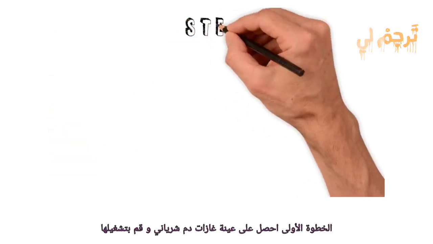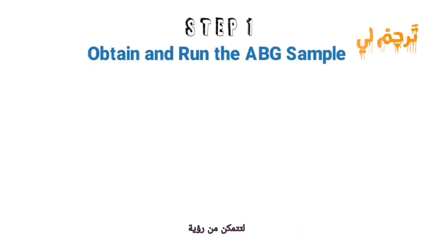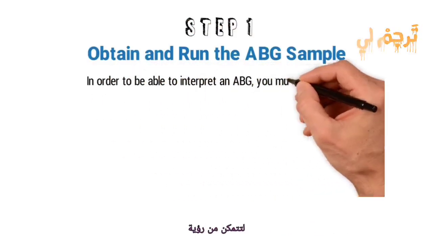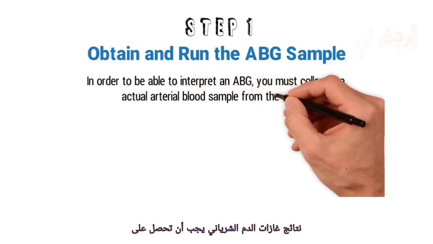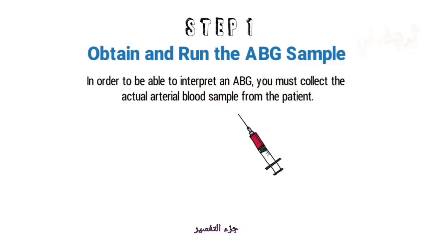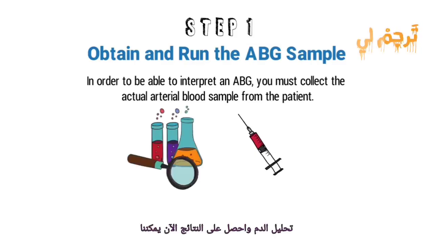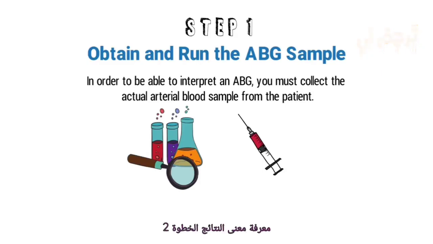So let's keep moving. Step 1. Obtain and run the ABG sample. First things first. In order to be able to see the ABG results, you must obtain an actual arterial blood sample from the patient. We'll discuss how to stick an ABG later on, but for now, let's focus on the interpretation part. After you have obtained an arterial sample, run the sample through a blood analyzer and have the results. Now we can figure out what the results mean.